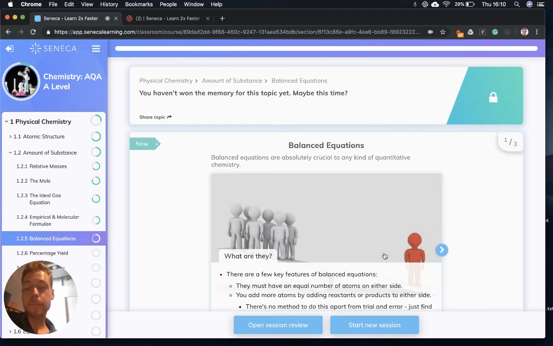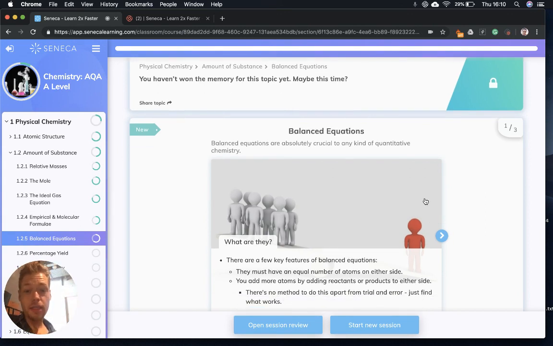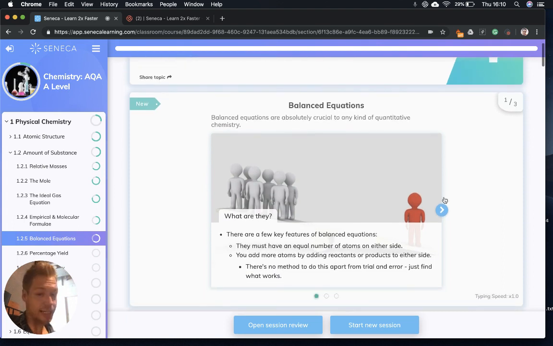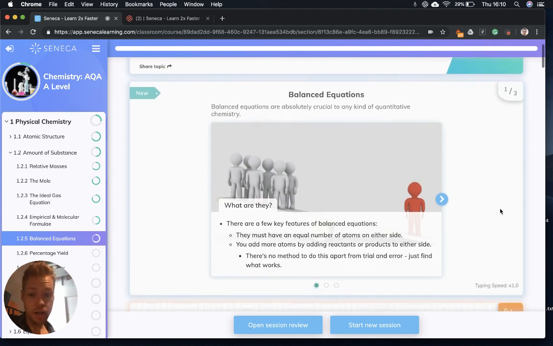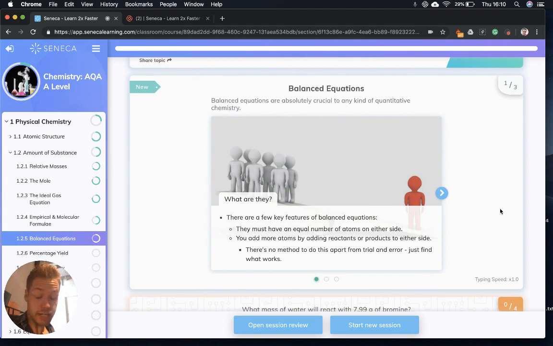Today we are getting balanced, we are getting centered, we are going through balanced equations for your A-level chemistry exam. They are absolutely crucial to any kind of quantitative chemistry. They are really, really important, so let's make sure you are super confident with them. Let's start by going over a few of the key features.